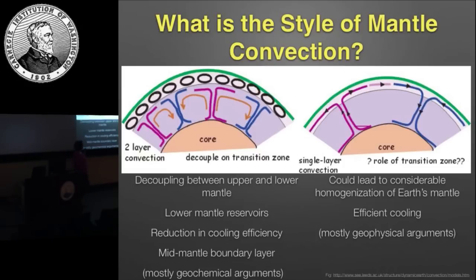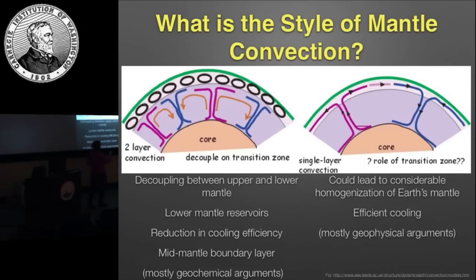This is generally favored by mantle geochemists, because the mantle geochemists need to have lower mantle reservoir chemical heterogeneities. This would imply some decoupling between the upper and the lower mantle, which would mean that we would probably have a mid-mantle boundary layer and less efficient cooling of the planet as a whole.